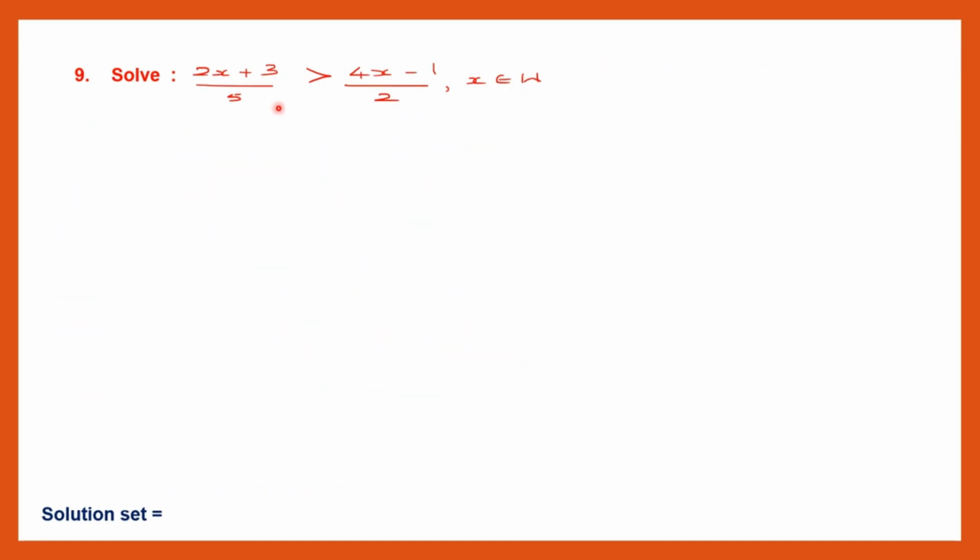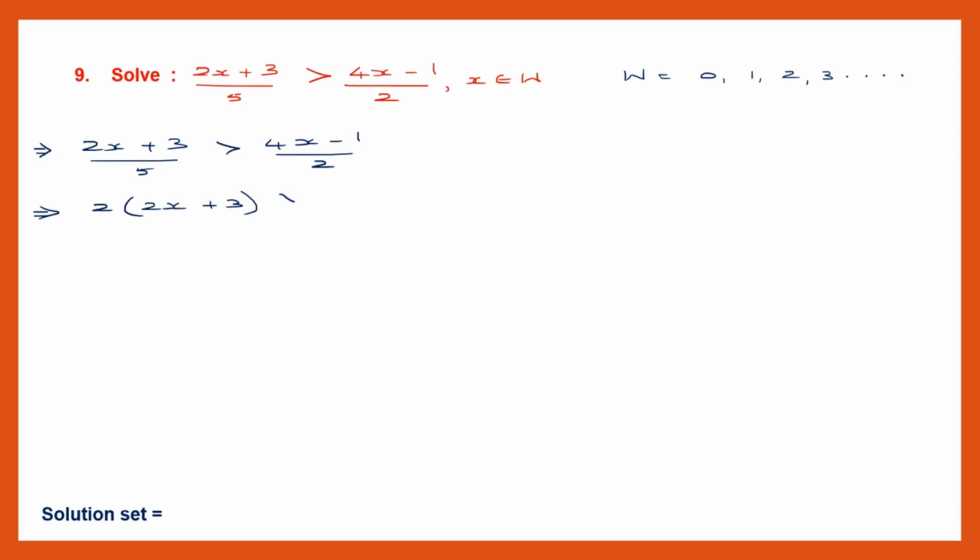Question 9. So here we have 2x plus 3 by 5 is greater than 4x minus 1 by 2, and x belongs to whole numbers. And whole numbers are numbers that begin from 0, 0, 1, 2, 3 and so on. These are whole numbers. So let's simplify this now. So here let's cross multiply. I'll take 5 to the side and 2 to the side. So this will become 2 into 2x plus 3 is greater than 5 into 4x minus 1.